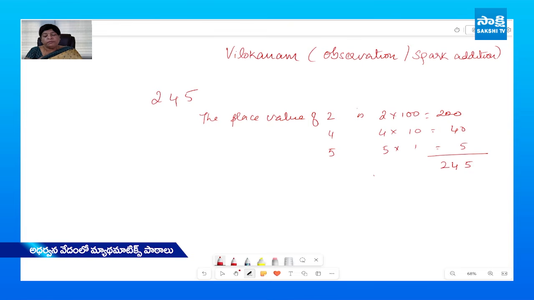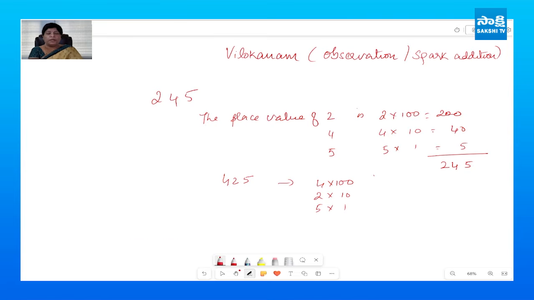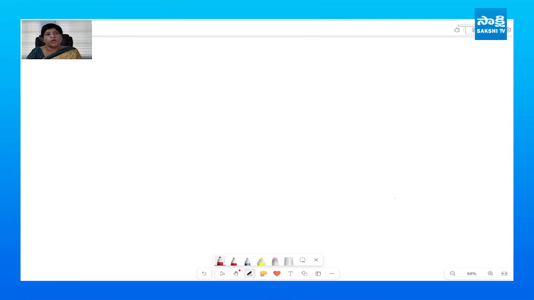The value of the number is based on its position. For example, if I have 425, which means I have 4 hundreds, 2 tens, and 5 ones. So again, this concept is very important for this Vilokanam Sutra. We will use this place value concept to solve the problems using this sutra. The Vilokanam Sutra is very useful when you're dealing with fewer numbers, whereas Sudhikarana Sutra is beneficial when you're dealing with many numbers. Let's understand the sutra with an example.